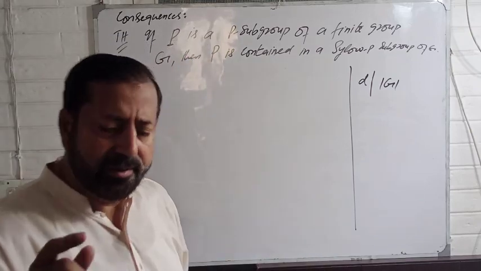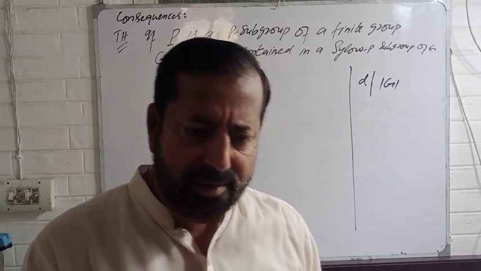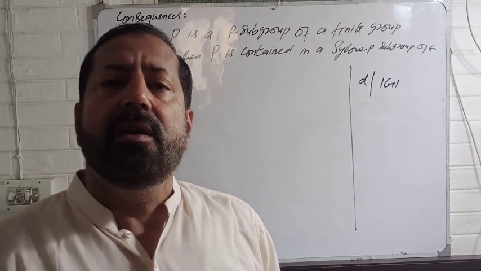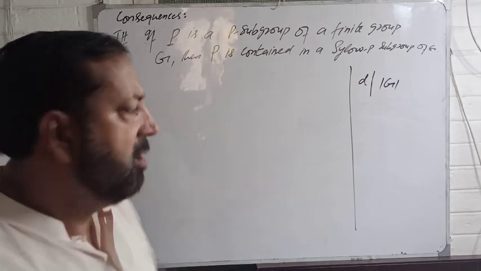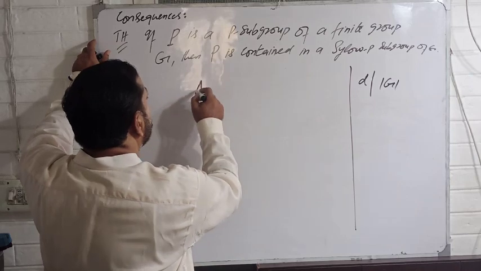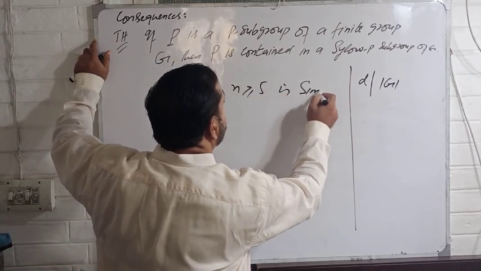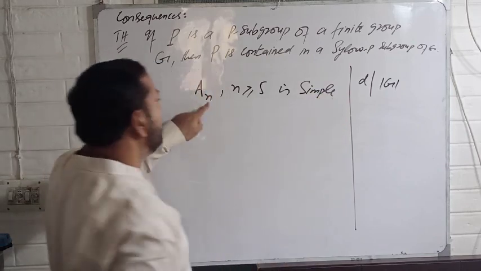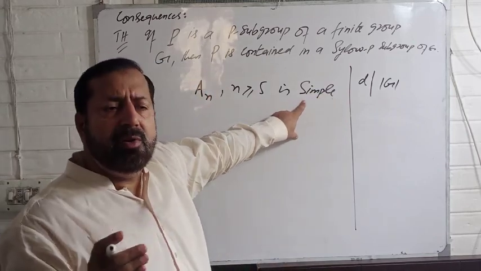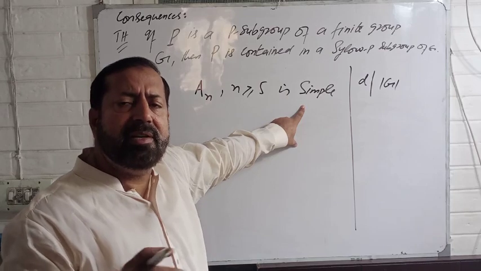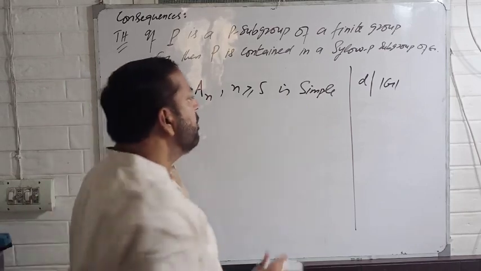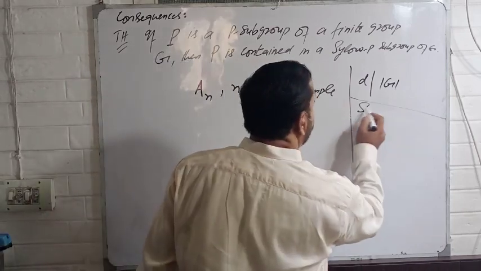In Group 3.1, the chapter was on permutations. We have a very popular theorem: A_n for n greater than or equal to 5 is simple. Let's revise a little bit. What do you mean by simple? A group is said to be simple if it has no proper normal subgroup.